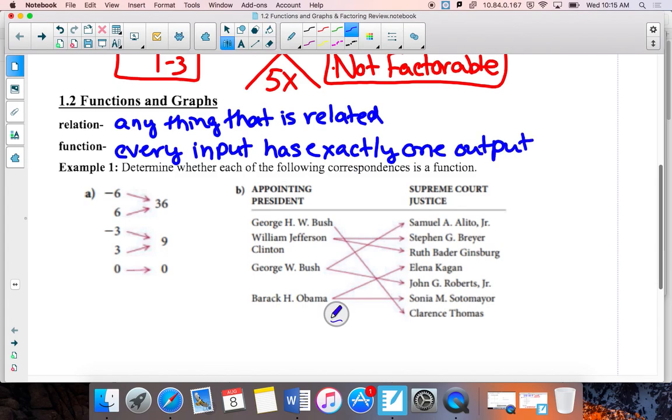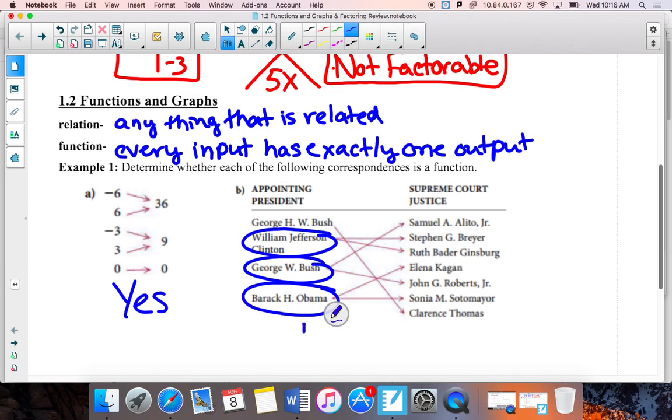So if we look at these relations down here, for example A, we see that each of our inputs on the left side has exactly one output on the right side. So even though both negative 6 and 6 go to 36, that's still okay. So this is a function. But for example B, we see Clinton, Bush, and Obama each have two Supreme Court justices, and so this is not a function.